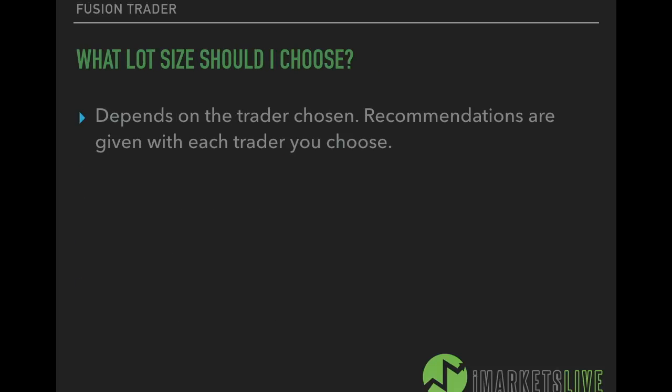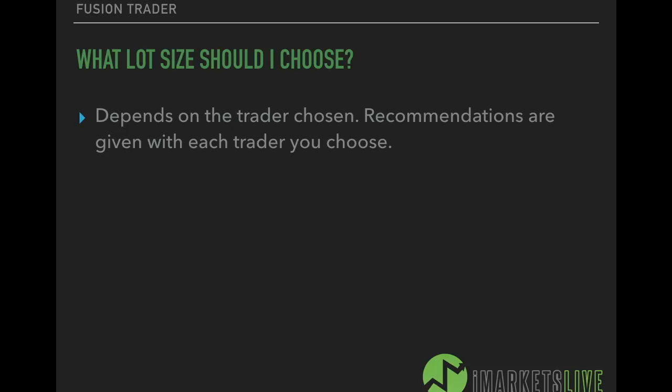Now, what lot size should I choose? Get asked this one all the time. This depends on the trader that you actually have chosen. Recommendations are going to be given with the trader that you choose. It'll actually have a pop-up saying 0.01 per 800 if you want aggressive, or if you want non-aggressive, 0.01 per 1,000 or 1,200. It's actually going to give you examples.